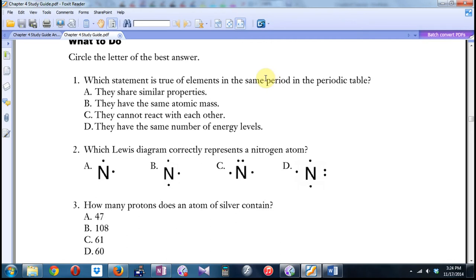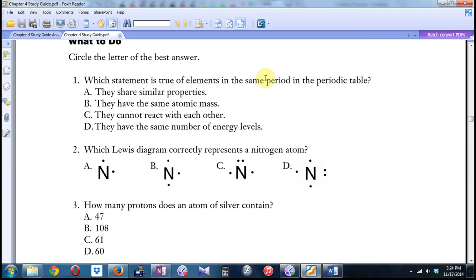Row. One of those is wrong because this is not a row. This is a column or a family or a group. Row is this way. Okay? These are vertically is columns. Sorry, people at home. Vertically is called a group or a family. There are 18 families. Those are the black numbers on the top of your periodic table. So family 18 is the noble gases. Family 1 is the alkali metals.